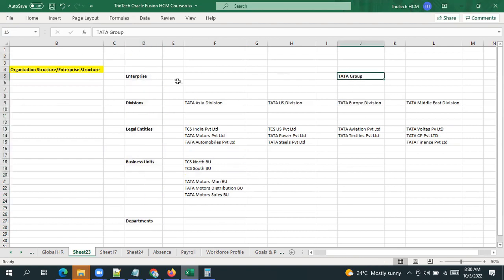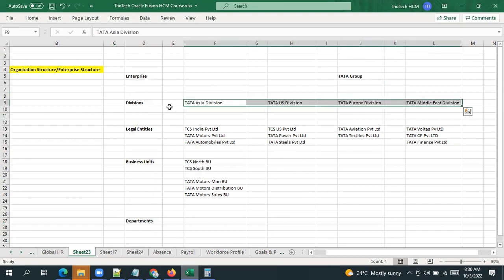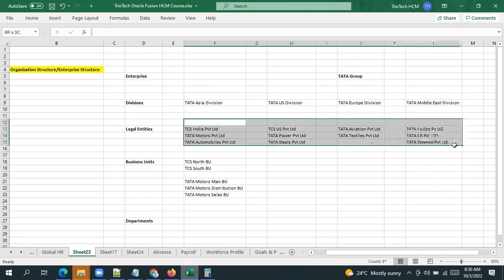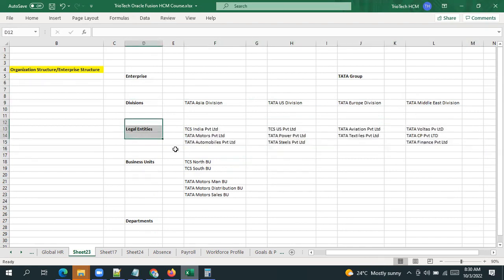So, okay, this is the client's enterprise basically. These are the divisions in the system. And these are all the client's actual companies in the market. All these companies in the Fusion system, we have to define as legal entities. And under each legal entity, again, they have categorized their business functions into different operating units. Then we will define them as business units. Like that, we will prepare the organization or enterprise structure of our client.